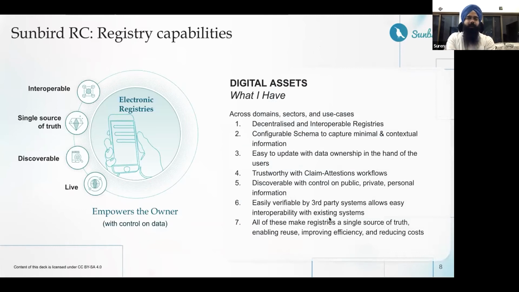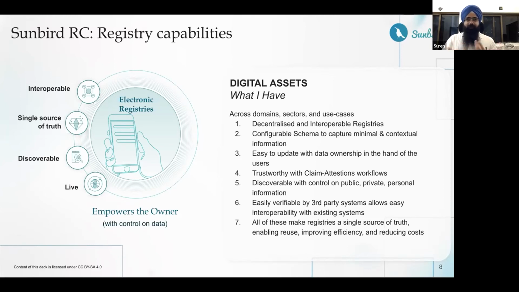So the Sunbird RC, R stands for registry. The capabilities are so powerful that today we have seen use cases where people have created registries of learning outcomes, where learning outcomes, if you see it from the education domain, are just commonly owned assets of an education body. So we have a registry of learning outcomes, registry of volunteers, registry of seeds in agriculture, registry of health credentials, and so on and so forth.